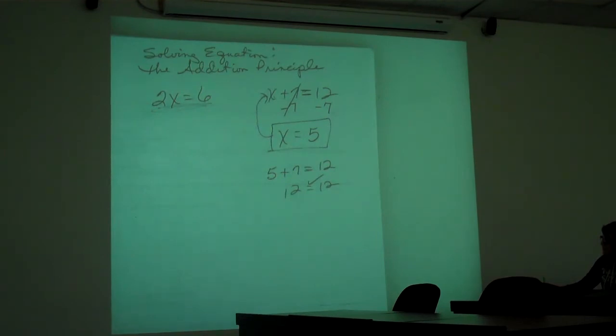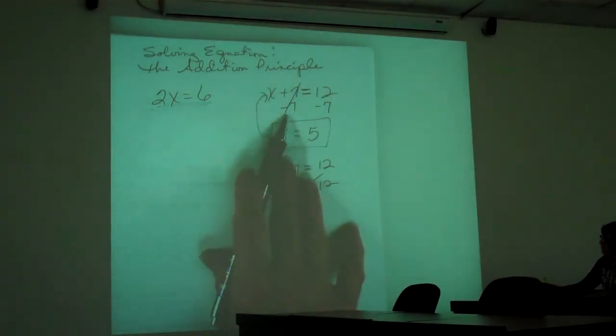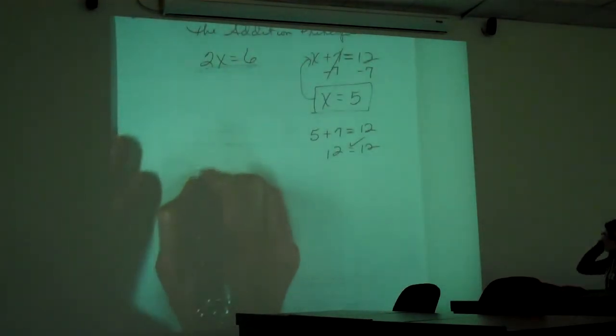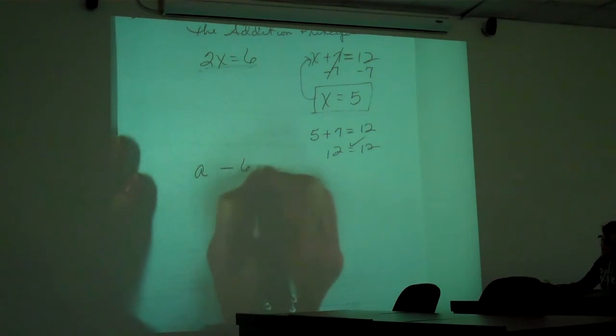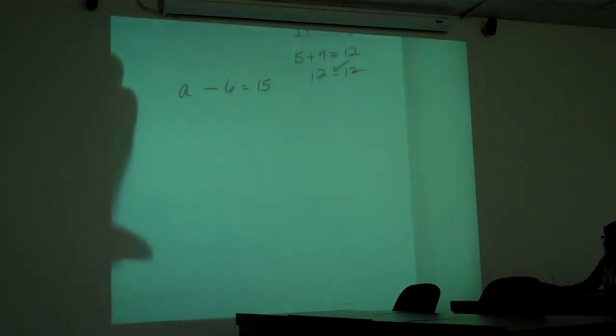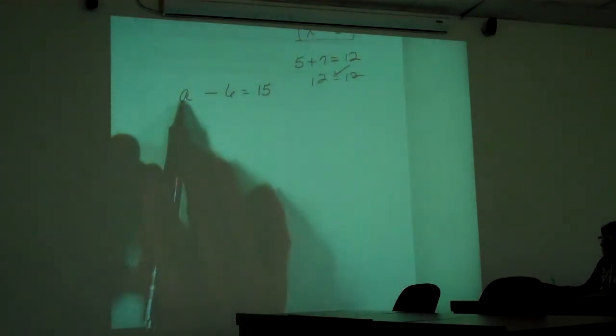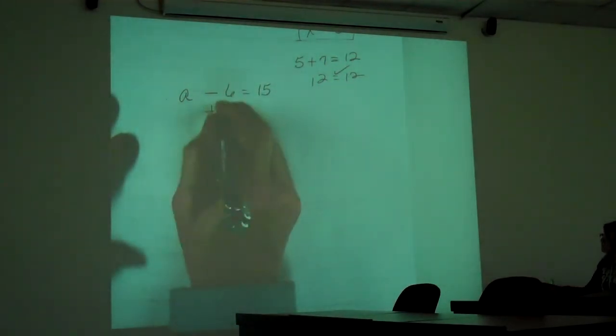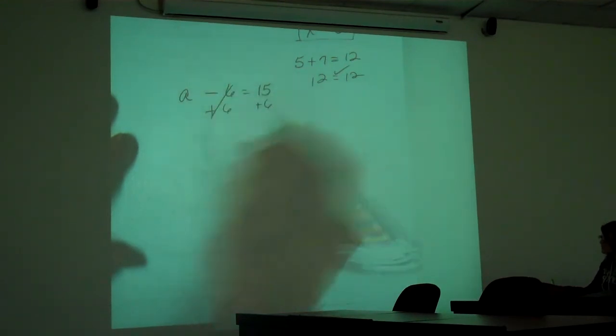So if there's a plus on here, you're going to subtract it. If there's a subtraction, if you have like a minus 6 equals 15, if there's a subtraction, you're going to add. You have to do the opposite of what was done to your variable. Look at the variable side. There's a minus 6. So before you subtracted 6, what was it? We'll add that 6 back, and you'll see what it was.